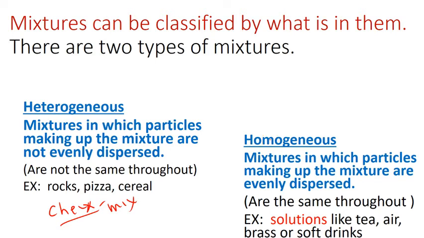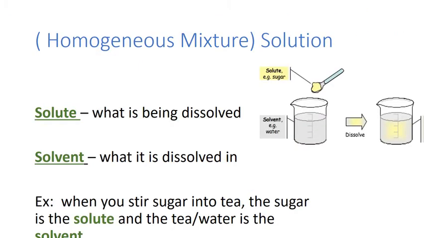These are where the particles are evenly dispersed. It looks exactly the same. This would be like our example of lemonade. And you also need to know the two parts that make up a homogeneous mixture or a solution. So a solute is what is going to be dissolved in the solution. In this case, I'm going to make a sugar solution. So the sugar is going to be the solute, and I'm going to put that into what it's dissolved in, which we call the solvent. In this case, the solvent will be water.